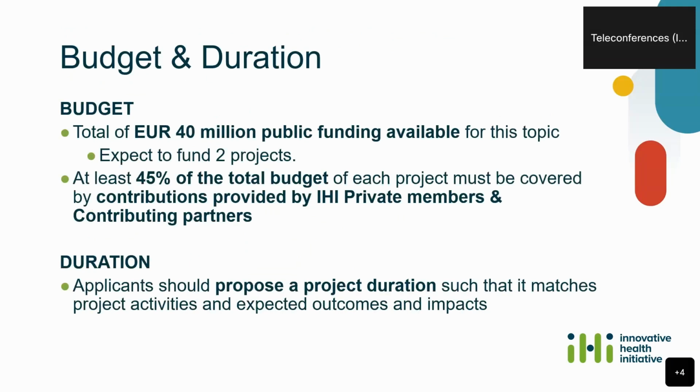Now, under IHI single stage topics, you need to be aware that for the total project budgets, this is the public funding plus the private funding, we expect to have at least 45% of the total budget coming from these private members or contributing partners. If you do not have 45% of these private contributions, then your project will not be eligible and will not even be evaluated. So this is a crucial point when you're putting your consortium together. You must make sure you have partners who can bring private funding.